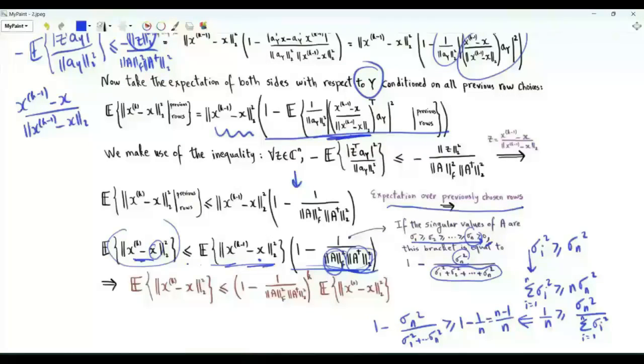Applying this recursive inequality repeatedly for k equal 1, 2, 3, and so on, we get that the expectation of the L2 norm squared of x of k minus x is upper bounded by the expectation of the L2 norm squared of x of 0 minus x. We don't need the expectation if x of 0 is deterministic. This expectation is multiplied by the kth power of this quantity here that is greater than or equal to n minus 1 over n, and that is strictly less than 1.